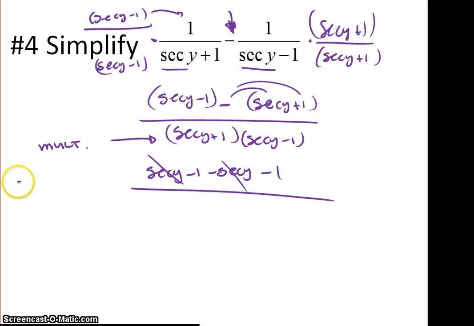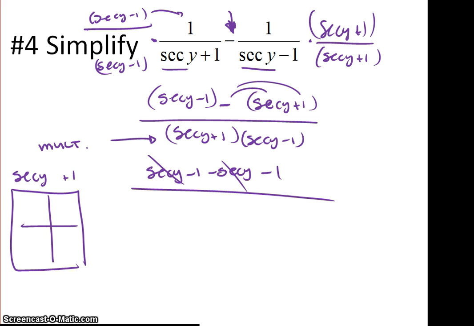And in the denominator, we have secant of y plus 1 times secant of y minus 1, and I'm going to use the box to multiply it out. You can use FOIL or box. When we multiply it, it's secant of y squared, secant of y minus secant of y, and minus 1. The middle terms cancel out, and we're left with secant squared y minus 1.